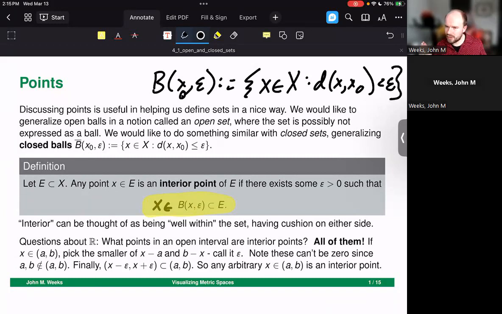But we're going to do a similar thing with something called a closed ball, which is going to contain kind of like the sphere that you might say is the separation between the open ball on the inside and the outer space. So it's going to contain the places where the distance between x and x naught is equal to epsilon.